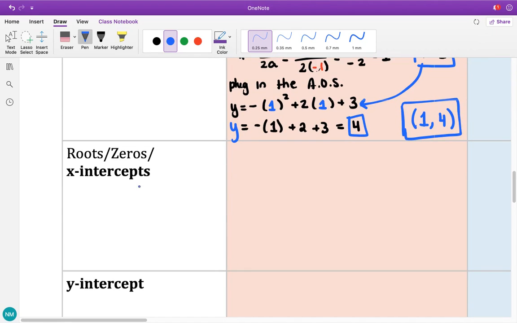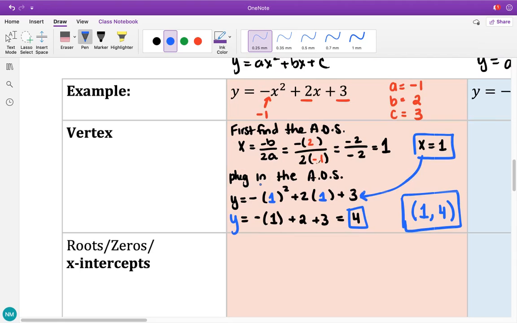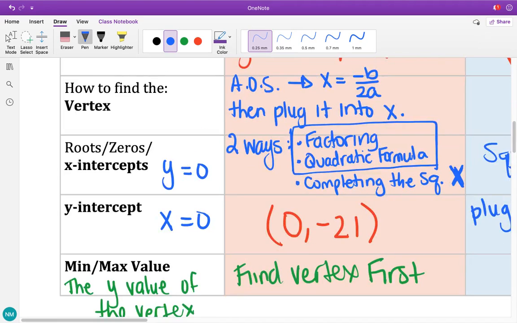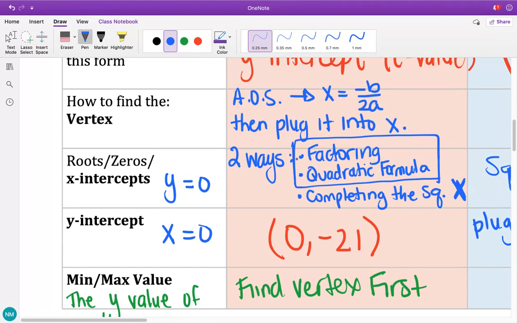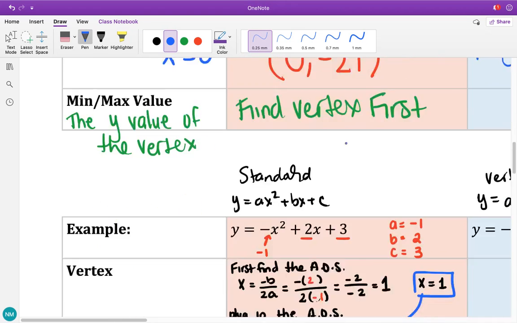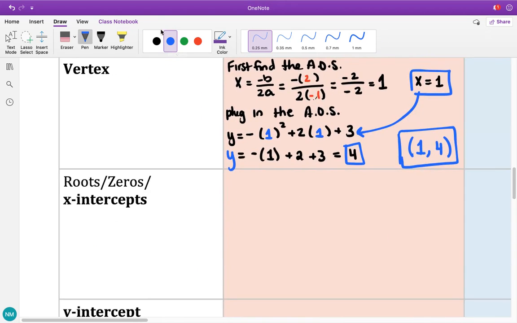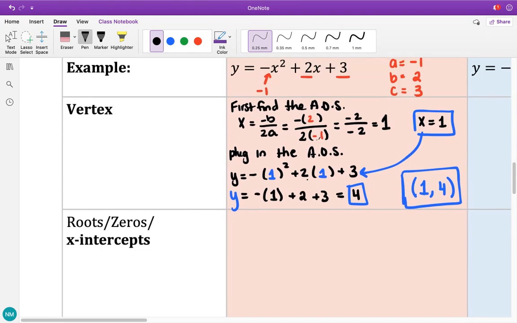Now, what are my x-intercepts? How do we find the x-intercepts? Again, if we go back to our chart, there are 2 ways: either factoring or the quadratic formula. I'm going to go by factoring because I think that's the easiest method, but you are more than welcome to use the quadratic formula. You will get the same answers.